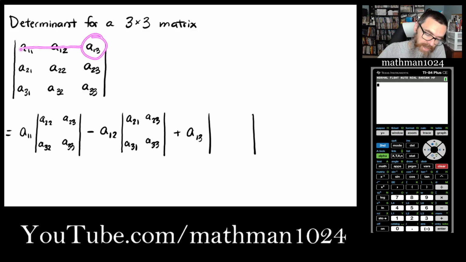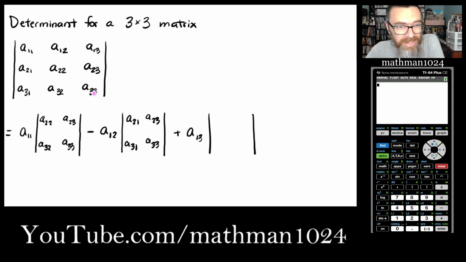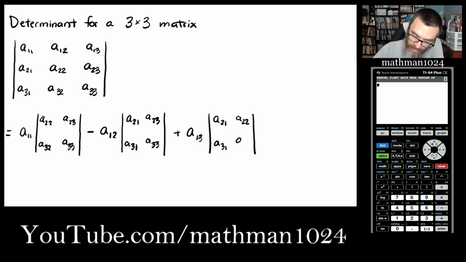If we strike out everything else that's in those rows and the columns connected to that, then you're left with A21, A22, A31, and A32. So to find the determinant for a 3 by 3, you've got to find determinants for these 3 2 by 2s and multiply them times the corresponding entry.